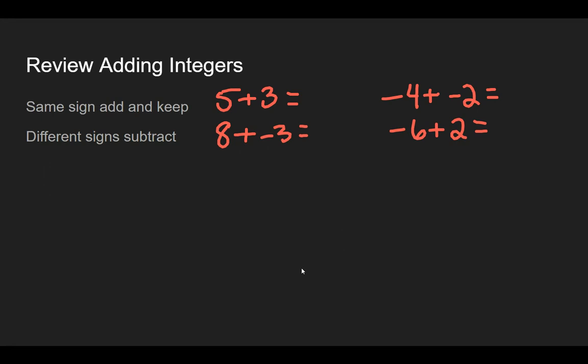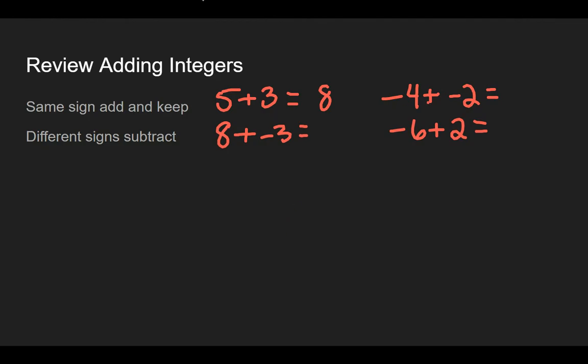The rest of it should mostly be review for you, but we will go over again, of course, how to add fractions, how to add mixed numbers, and of course, how to add decimals. So just looking at these examples, we have the same sign, we're going to add and keep. So both of these are positive. We're going to add them together. That gives us an 8, and they're positive, so we're going to keep our sign as positive.